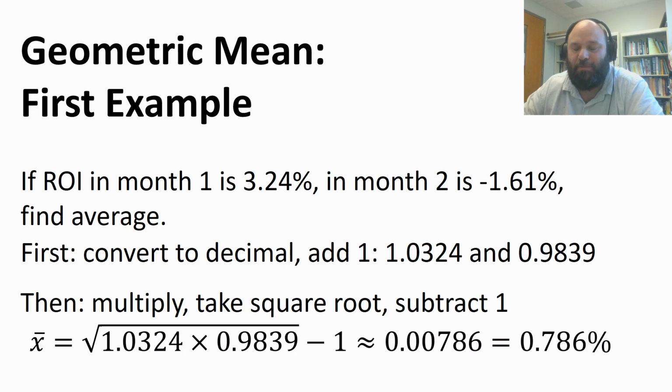What does this mean? Over the course from the beginning of month 1 to the end of the second month, we have these two ROIs, and we have an average rate of return of about 0.786%, a little under 1%. So that loss in the second month really dragged our ROI down quite a bit. Now, what if we have 3 months, 4 months, 7 months, 143 months? Then instead of a square root, we'll have a third root, a fourth root, and so on. In the next video, we're going to explore what exactly that means, and then do an example that has 3 different months.